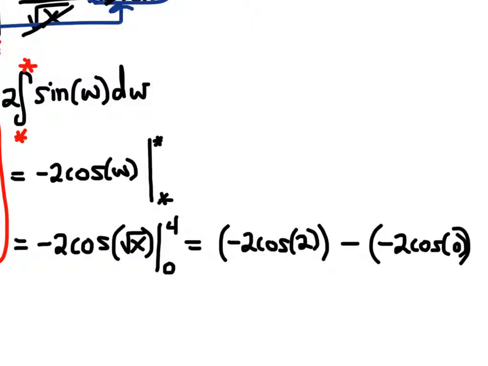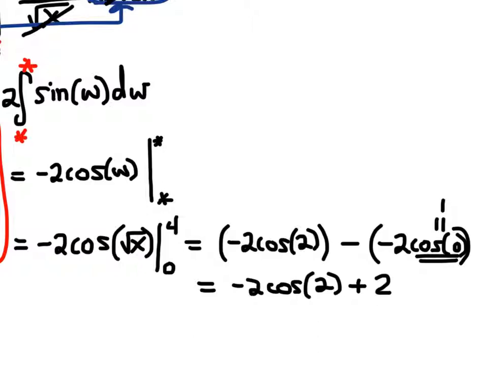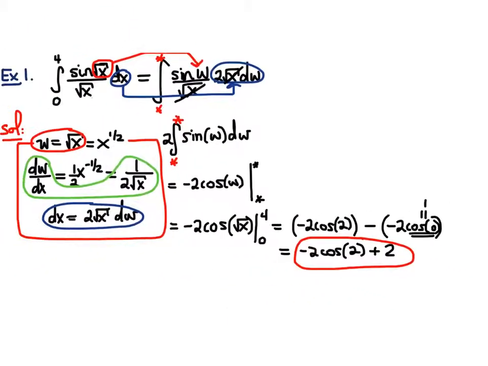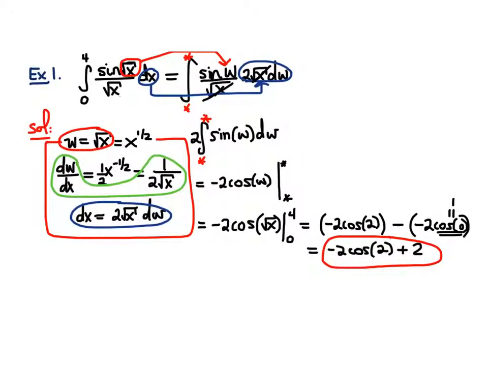And we just simplify this. We want to clean this up a little bit. Minus 2 cosine of 2. I don't expect you to know what cosine of 2 is, so we're going to leave it. And then cosine of 0, we all know that to be 1. So you end up with plus 2 on this side here. So this would be your final answer, minus 2 cosine 2 plus 2 in this case. Let me zoom out so we can see the whole picture. And that would be the answer to our definite integral.